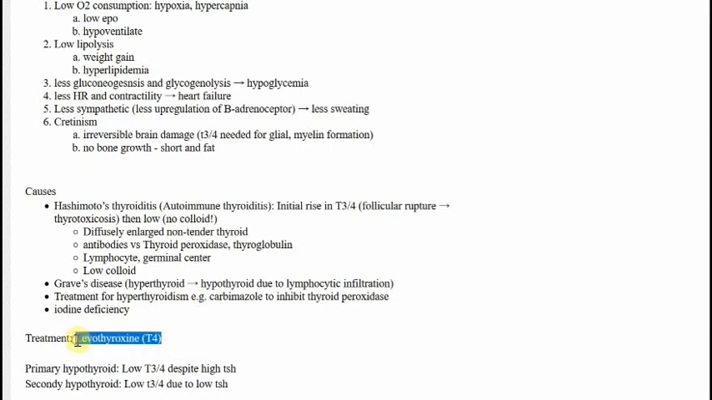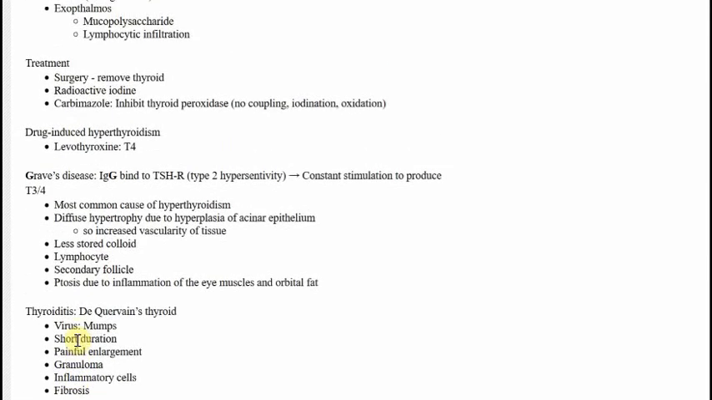Now the half-life of T4 is longer than that of T3. So usually T4 is just taken once a day, whereas T3 could be three times a day, for example. So I hope you found this video useful.